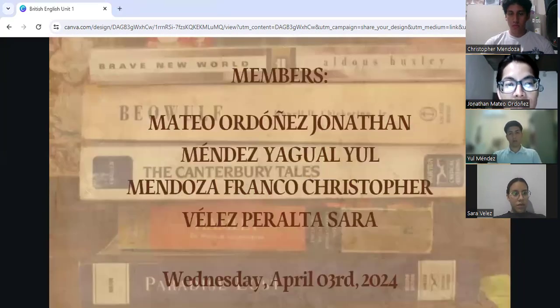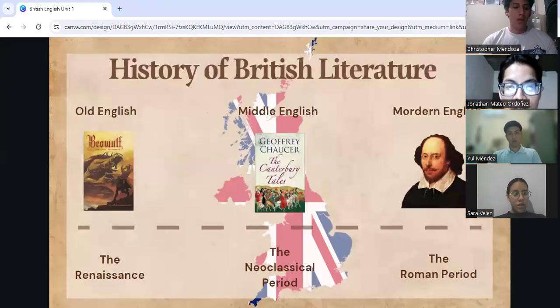To start talking about the history of English literature, we should know it is classified into many different periods. First, we have the Old English period. It is the language of the Germanic inhabitants of England. This period includes a work called Beowulf. Then we have the Middle English period.